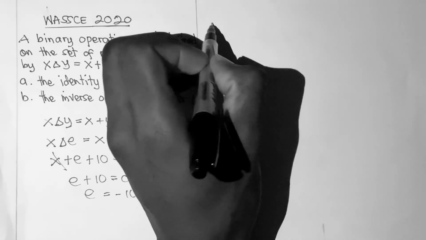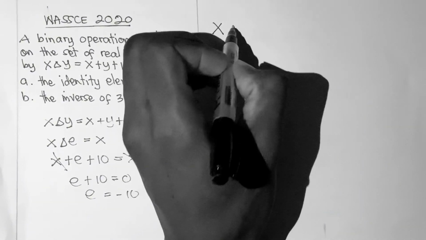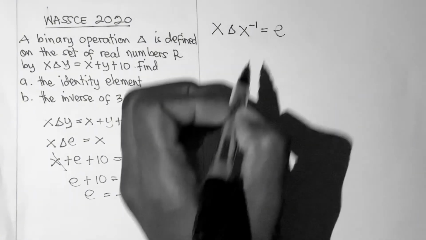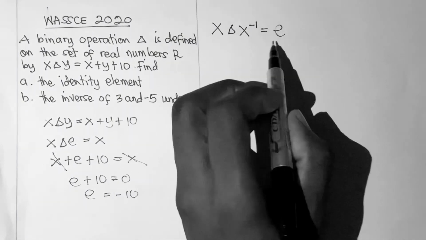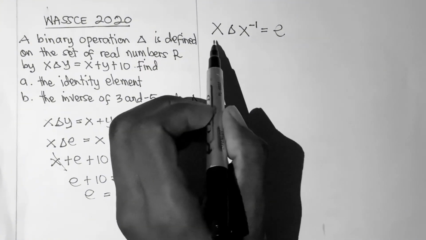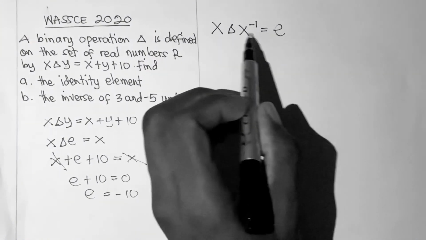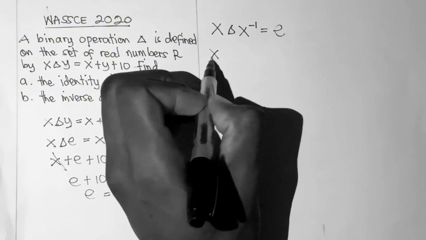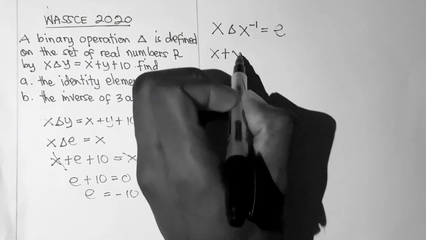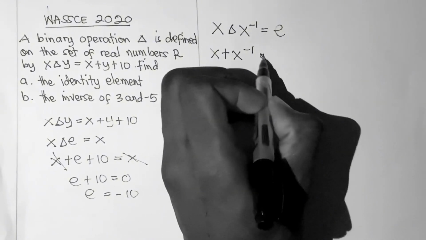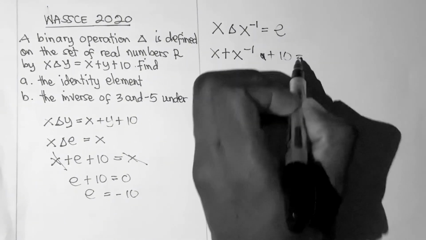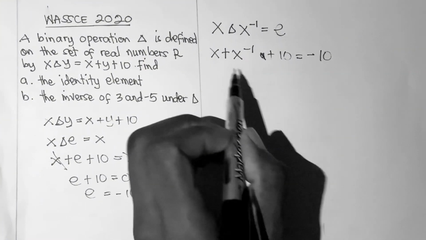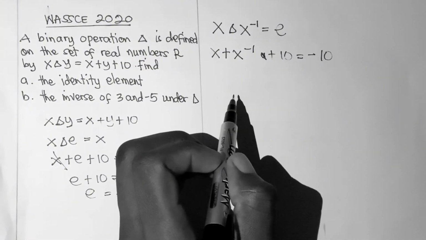But we know that x operation x inverse is equal to the identity element. So what is x operation x inverse? Wherever we see x, we replace it with x, and wherever we see y, we replace it with x inverse. So this becomes x plus x inverse plus 10 equals the identity element, which is minus 10. So let's make x inverse the subject.